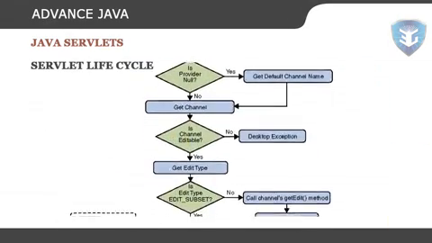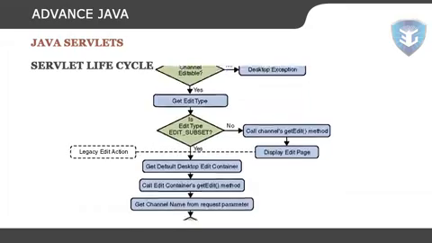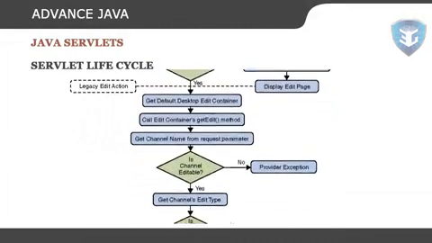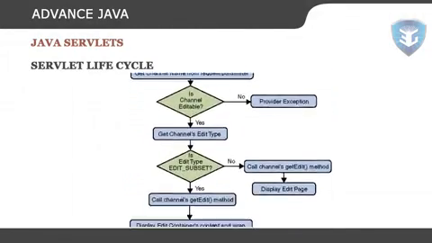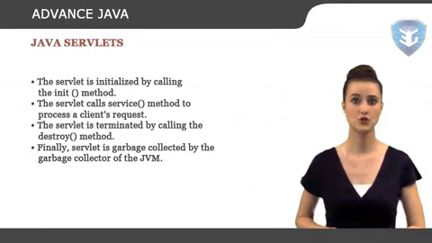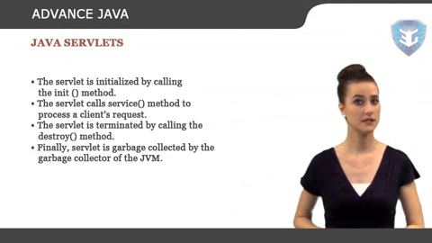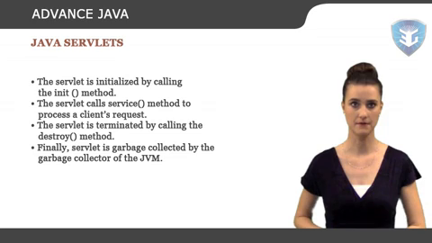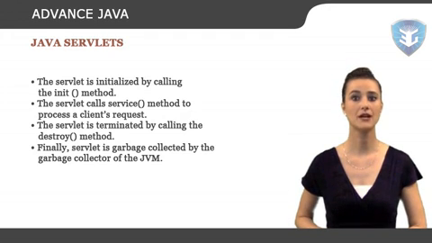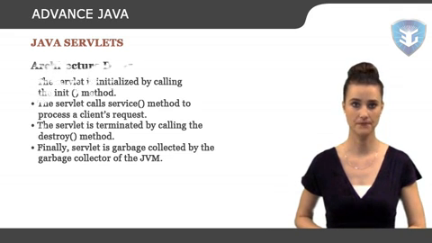Let's now take a look at the servlet lifecycle. A servlet lifecycle can be defined as the entire process from its creation till the destruction. The paths followed by a servlet are: the servlet is initialized by calling the init method. The servlet calls the service method to process a client's request. The servlet is terminated by calling the destroy method. Finally, the servlet is garbage collected by the garbage collector of the JVM.